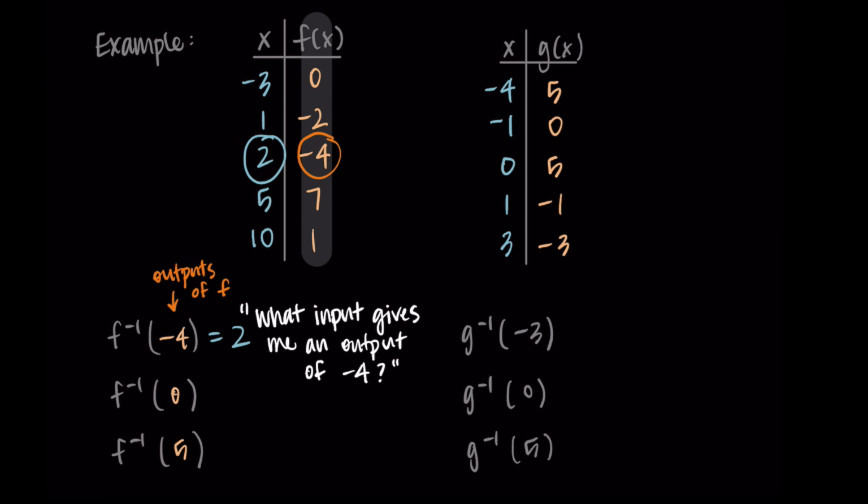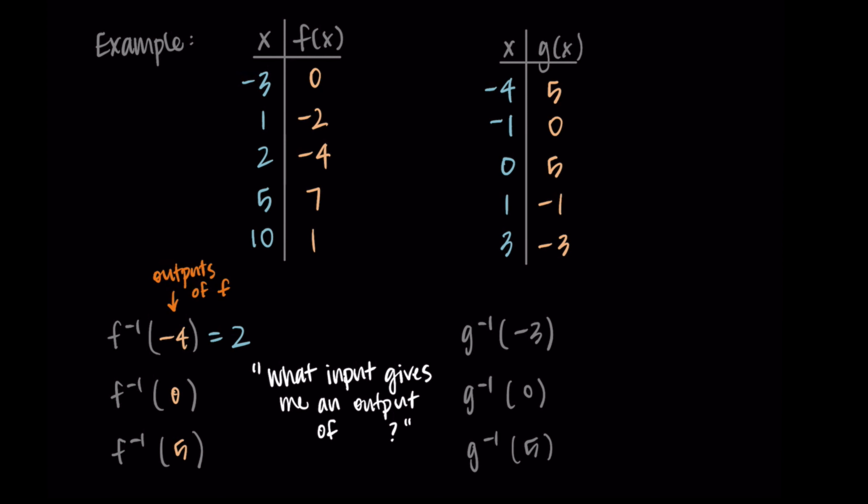Okay, we repeat this for f inverse of 0. F inverse of 0 is saying which input gives me an output of 0 in my original function f. So 0 is an output of our original function. I look at which input it came from. I see that it came from the input of -3. So f inverse of 0 is -3.